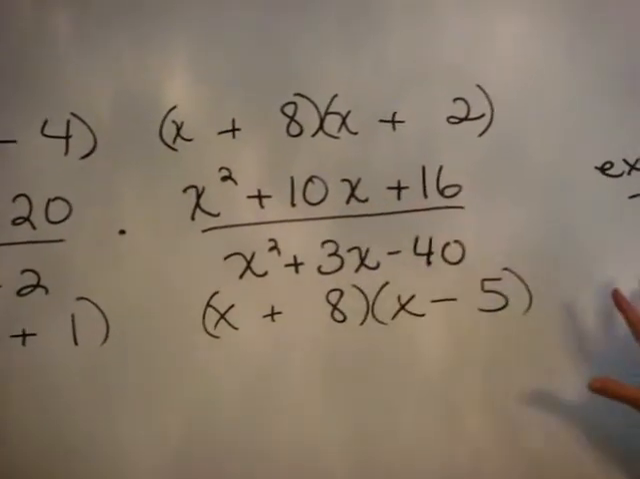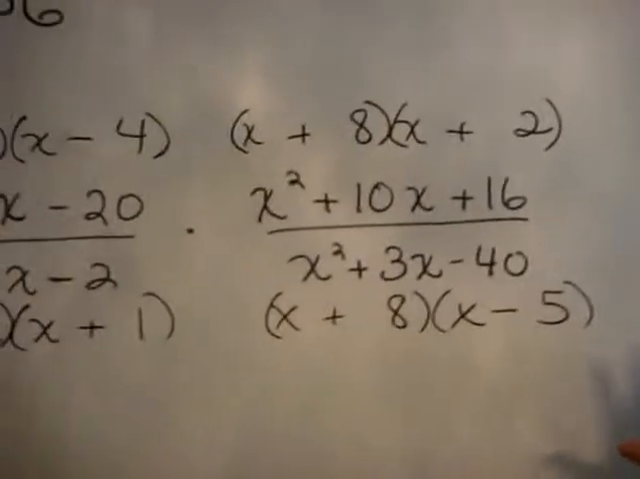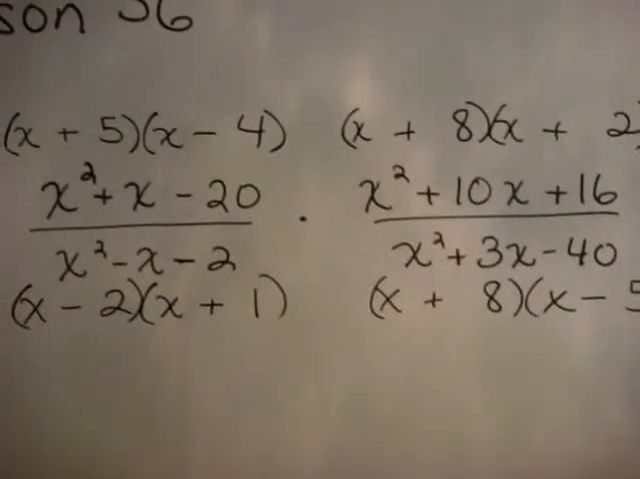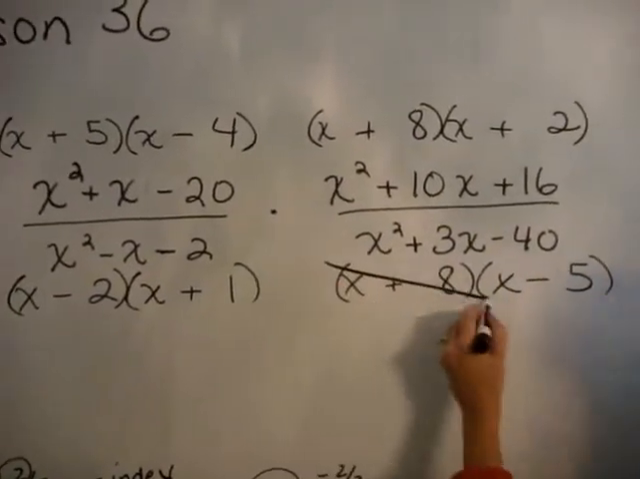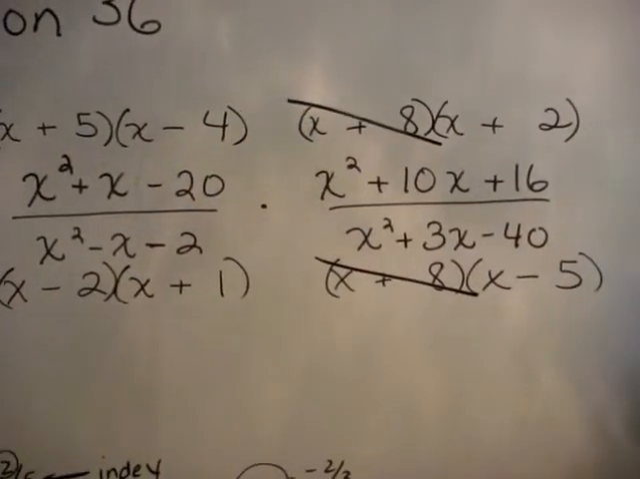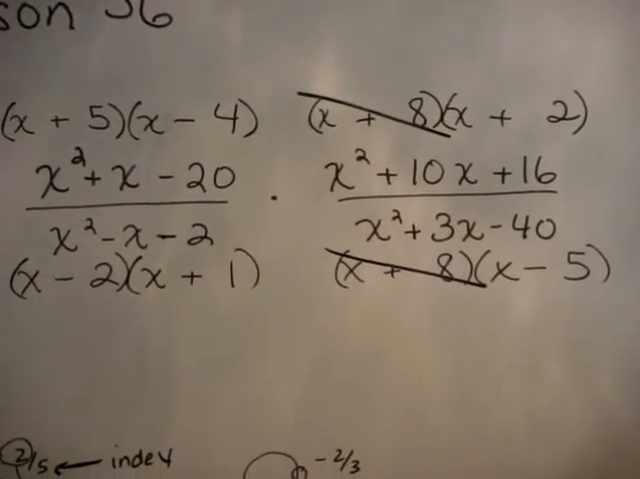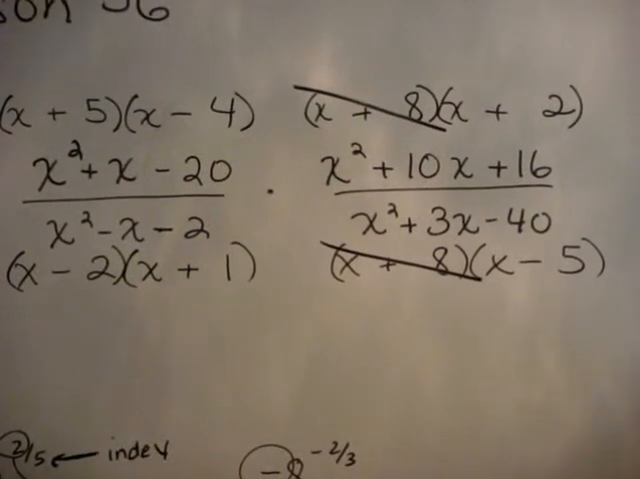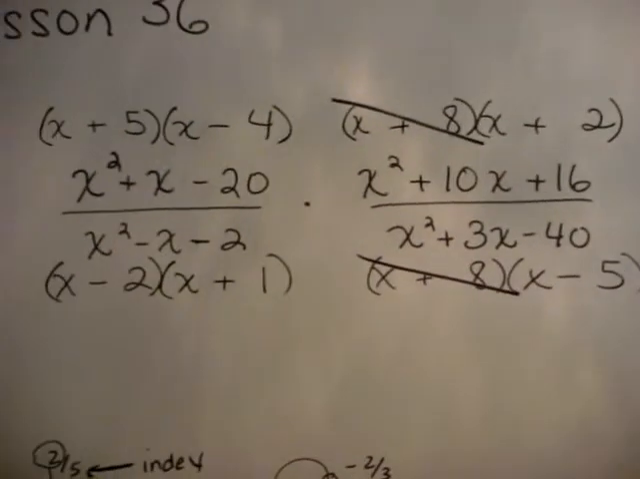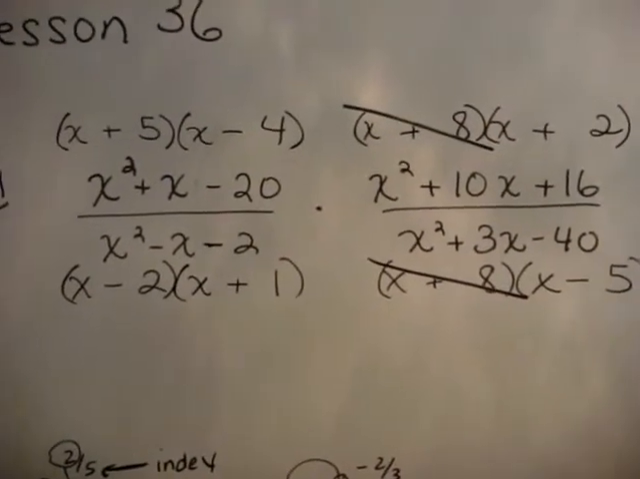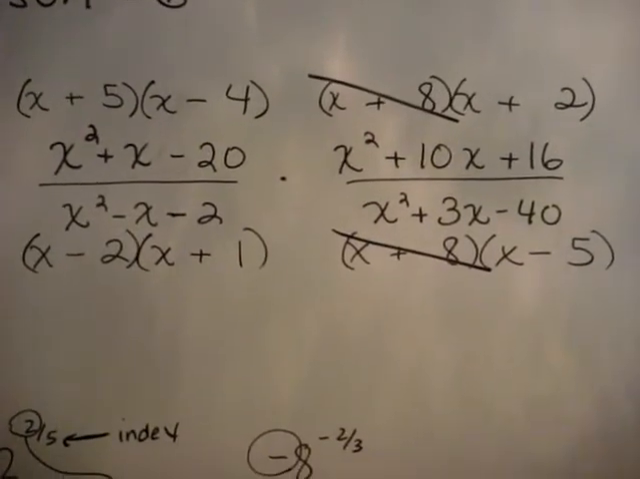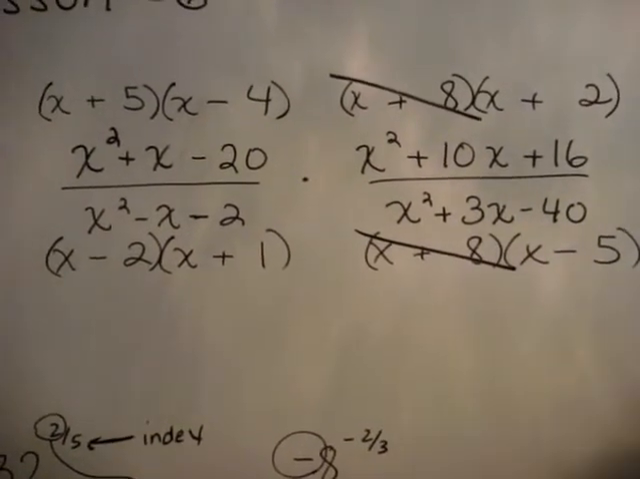Now once you factor them, we get to cross out our factors. So let's look to see if there's anything we can cross out. We can cross out the x plus 8s. We can cross out, I think that's about it. A lot of times you can cross out multiple ones and make it a lot smaller. But this one you can't cross out a lot.